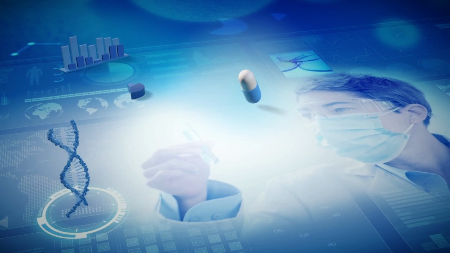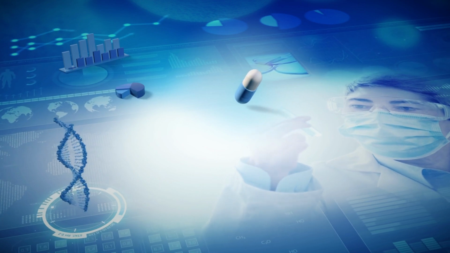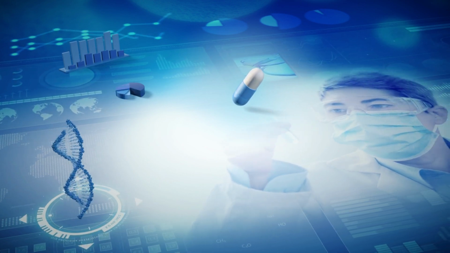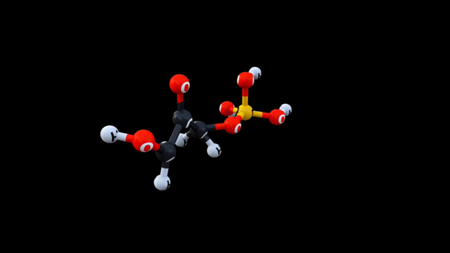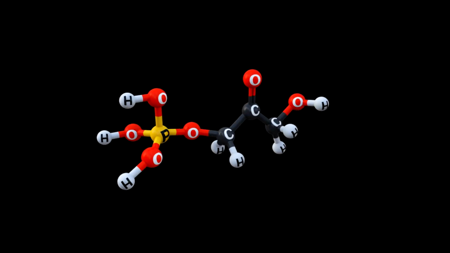Glycolytic inhibitors like 2-deoxy-D-glucose, 2-DG, and dichloroacetate, DCA, are being studied for their potential to disrupt cancer cell metabolism. These drugs inhibit vital enzymes in the glycolytic pathway, reducing the energy supply to cancer cells and slowing their growth.